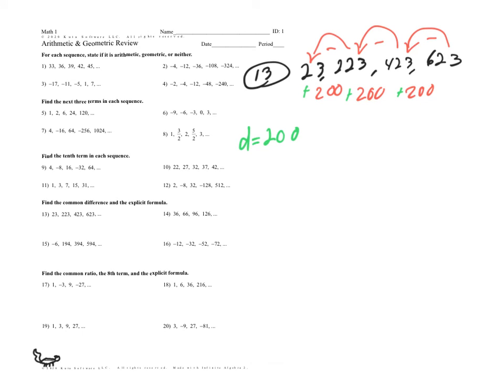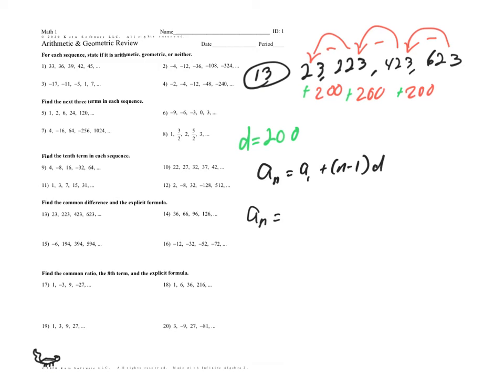Then it wants the explicit formula. That wants you to plug it into that formula we had just a moment ago. So that's A sub n equals A sub 1 plus n minus 1 times D. So this wants you to plug everything in. So A sub n, because I don't know what term I'm looking for yet.